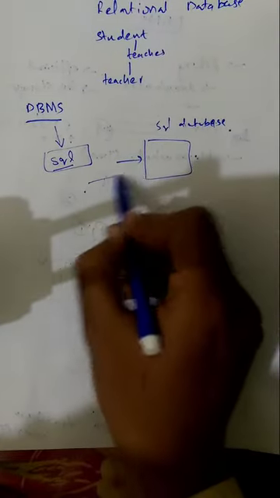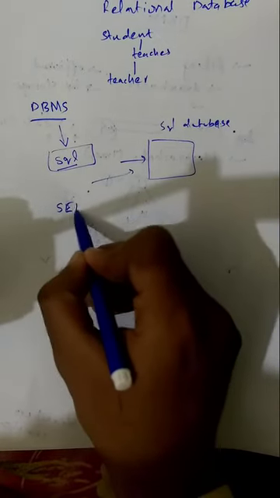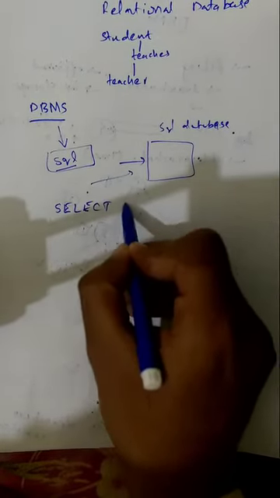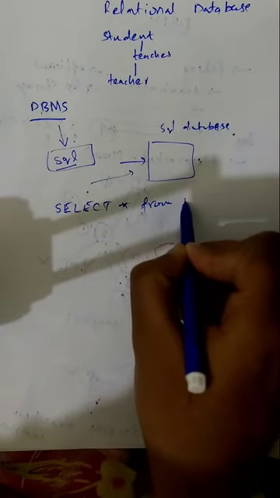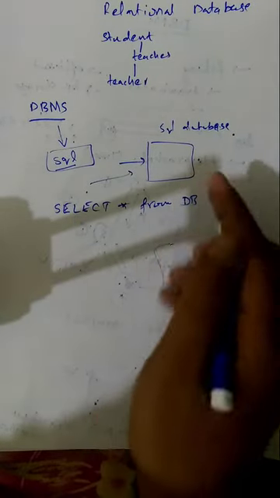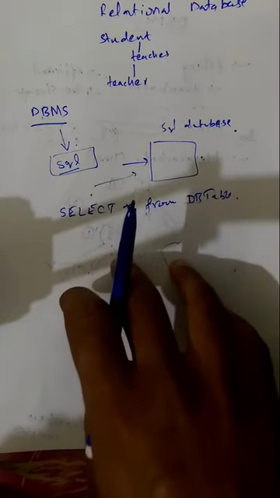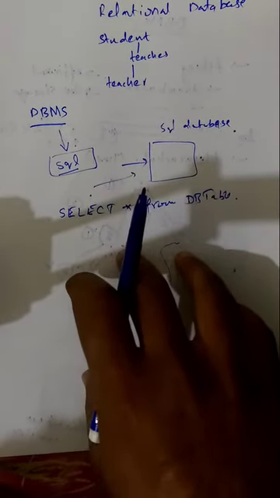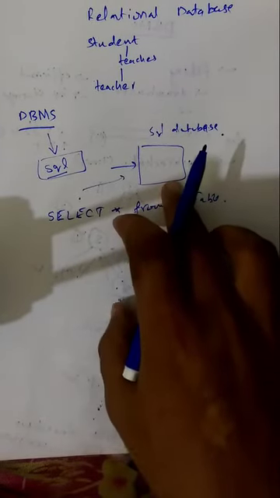For example, if we want to get all the users from this database, it provides a syntax like this: select star from the name of the table that has been made in the database, for example DB table. So DBMS is software which provides us the facility to query and manage this whole database.